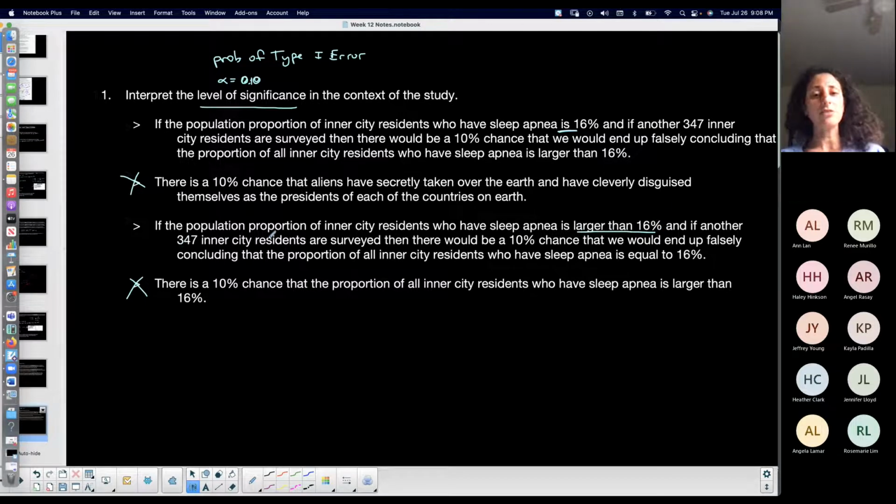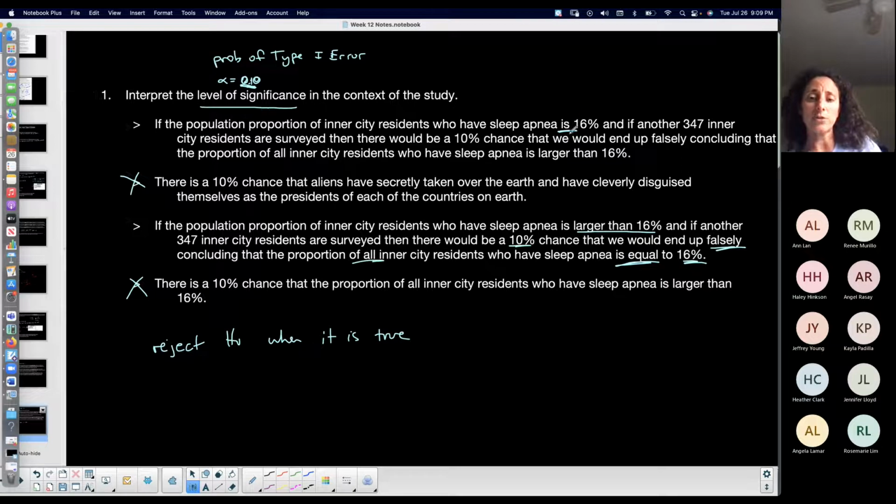And if another 347 inner city residents are surveyed, then there would be a 10% chance that we would end up falsely concluding that the proportion of all inner city residents who have sleep apnea is equal to 16%. Ooh. Now, I don't like that either. So I'm going to go back to this one. Why don't I like that? So type 1 error is rejecting the null when it is true. And this one says, falsely concluding that the proportion of all inner city residents who have sleep apnea is equal to 16%. I didn't falsely conclude that. I didn't conclude that at all. I rejected that. This is not matching our situation. Notice how that's probably what makes these confusing, because it's literally these little words that change the whole thing.